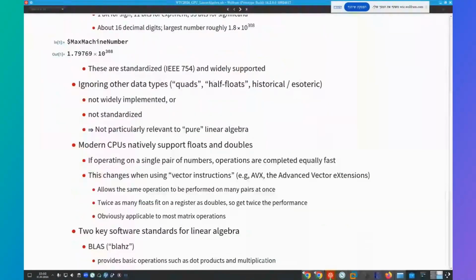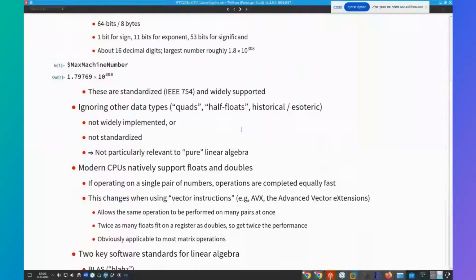Modern CPUs natively support both floats and doubles. So if you're operating on a single pair of numbers, operations are completed equally fast. That's what it means to natively support them. This changes when you use vector instructions, which allow the same operation to be applied to many pairs at once. Now, if your numbers are half the size, you can fit twice as many of them into the same space, and so you get roughly twice the performance.